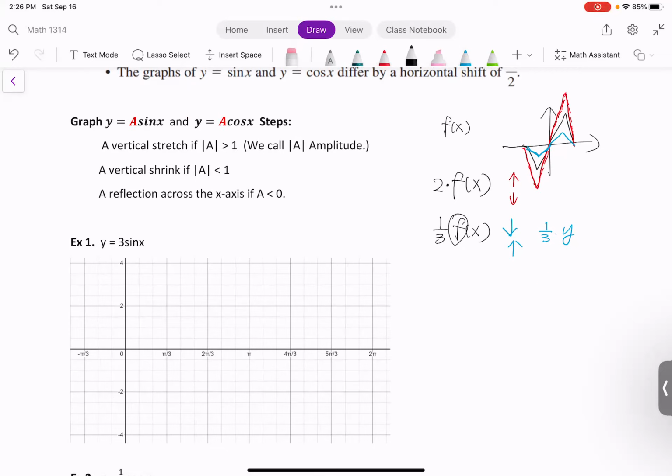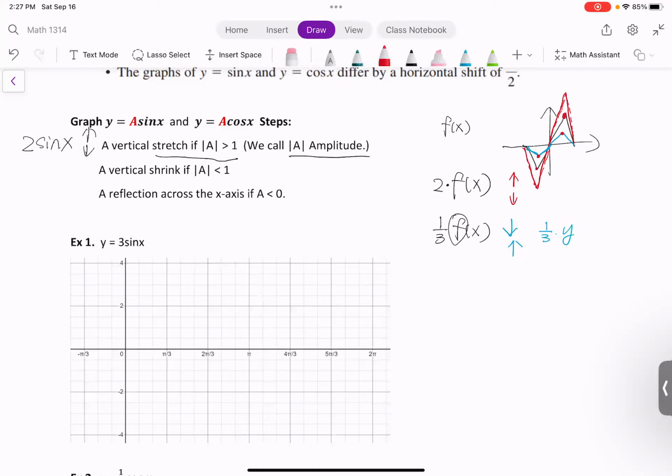All right, let's see the conclusion. A vertical stretch if a is greater than 1. For example, a equals 2, 2 sine x. So I stretch all of my y values by 2 times. And the absolute value of a means amplitude. So our maximum and minimum value depends on the absolute value of a. Because you see, for example, if I have a point here, this is the maximum, and this is the minimum.